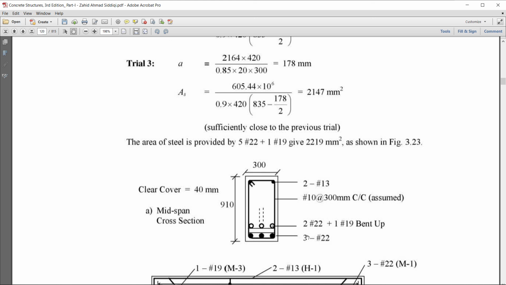3 number 22 at the bottom, 2 number 22 plus 1 number 19 will be used as a bent up. Okay, here.